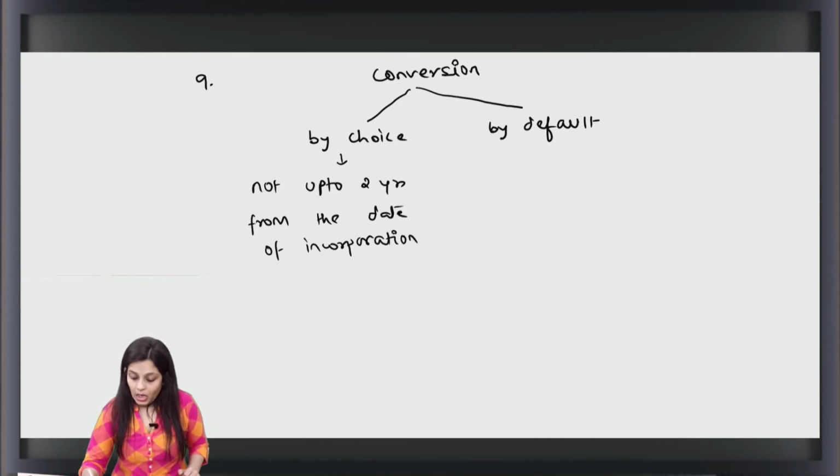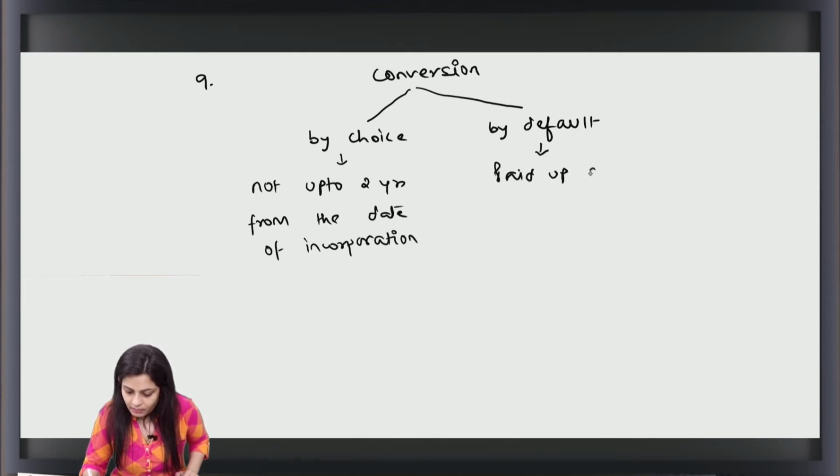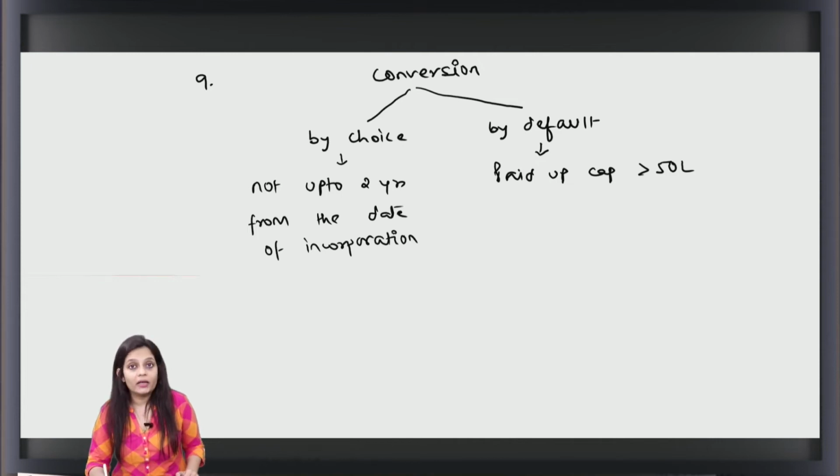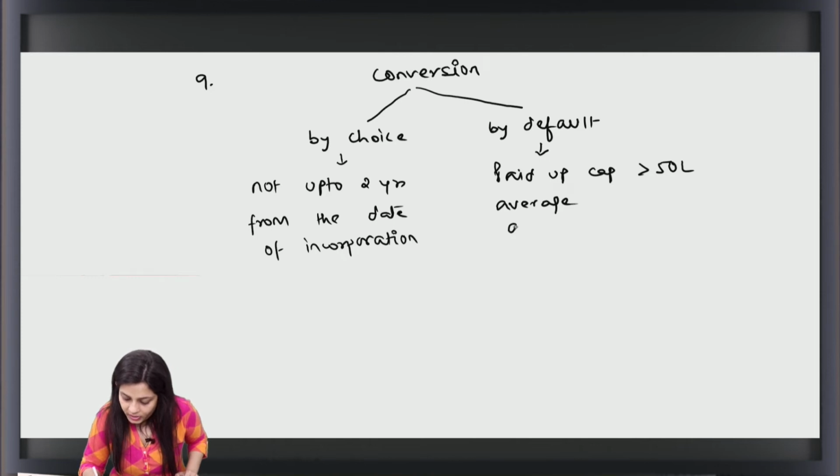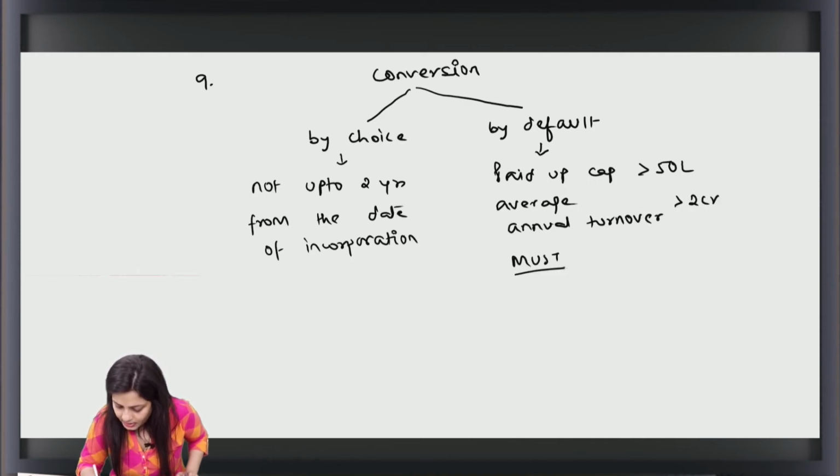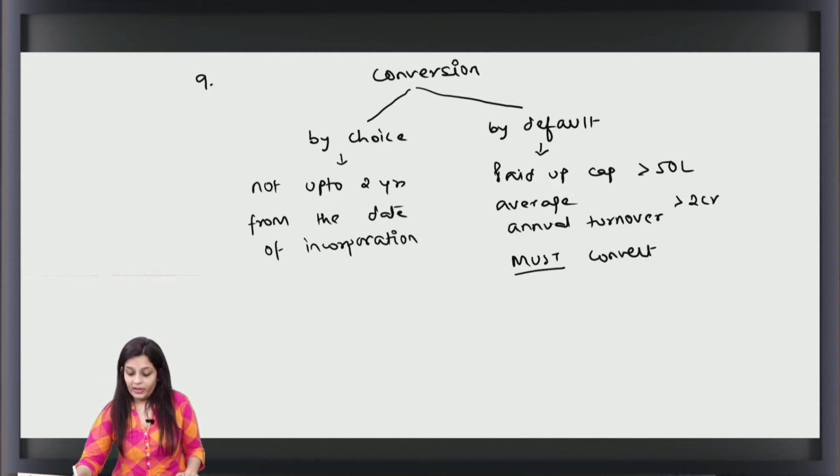However, law says if at any given time the paid up capital of an OPC exceeds 50 lakh, or the average annual turnover for the relevant period exceeds 2 crore, it must convert into a private or a public company.